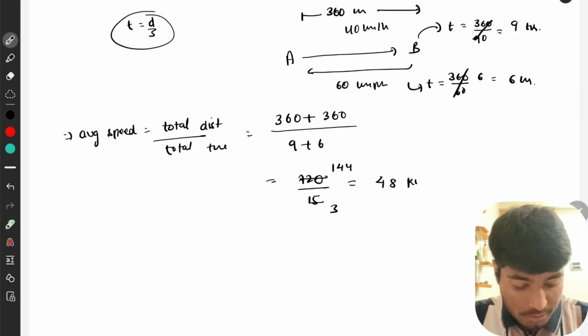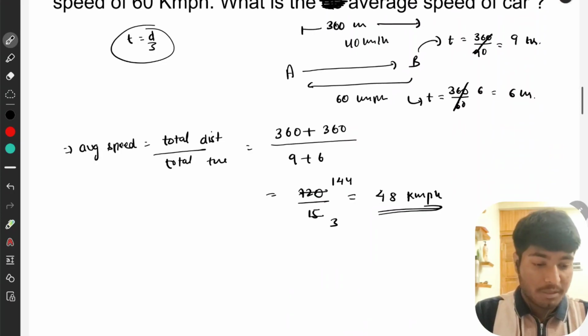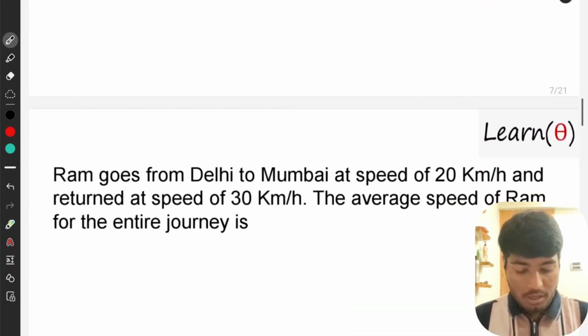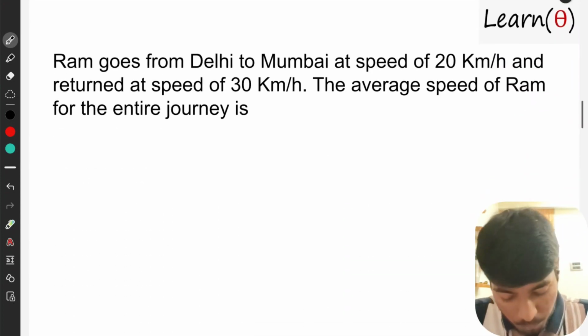So the correct answer to this question is 48 km per hour. What is the average speed in this particular case? The average speed is equal to 48 km per hour. Is that clear, everyone? Perfect. Okay, let's take the next question.